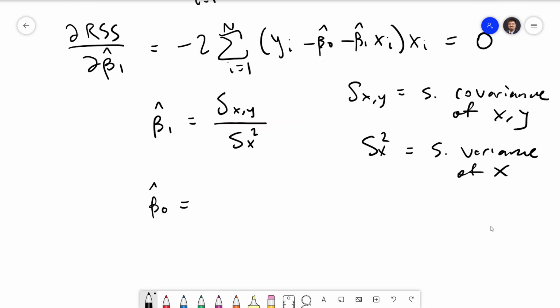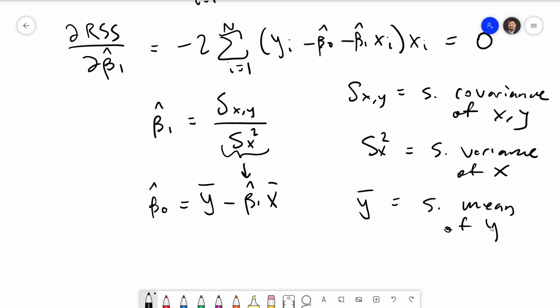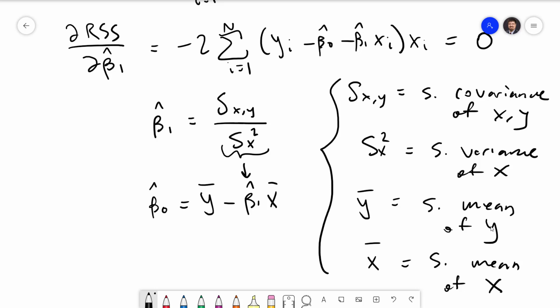Beta naught hat is y bar minus beta 1 hat x bar. Beta 1 hat we've just calculated, that's this, and y bar is the sample mean of y, and x bar is the sample mean of x. These are also two things that we can easily use Excel to calculate. This means we can go over to Excel, calculate these four things, and plug them into these two formulas here, and that's going to give us our beta 1 hat and beta naught hat.